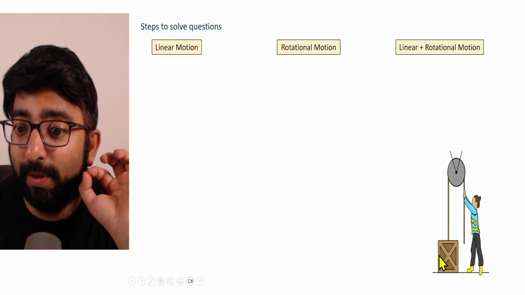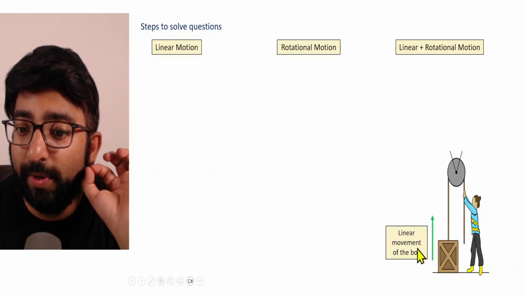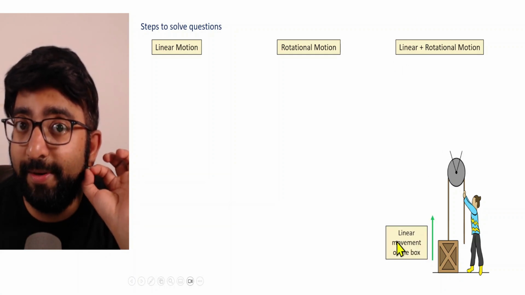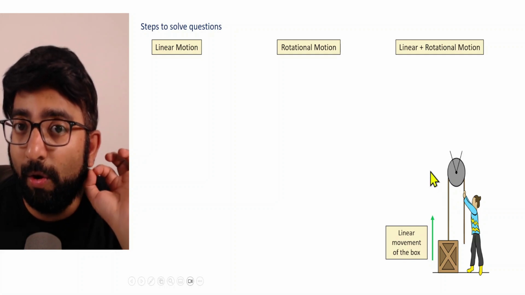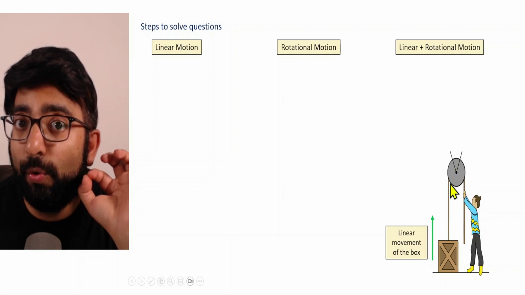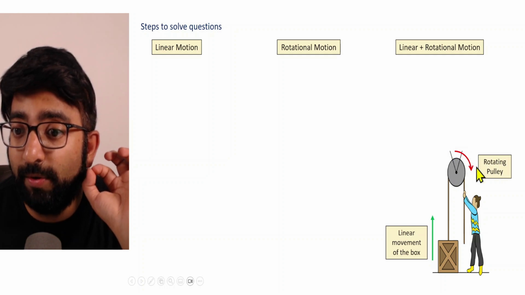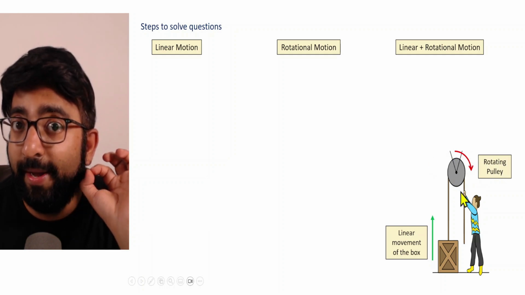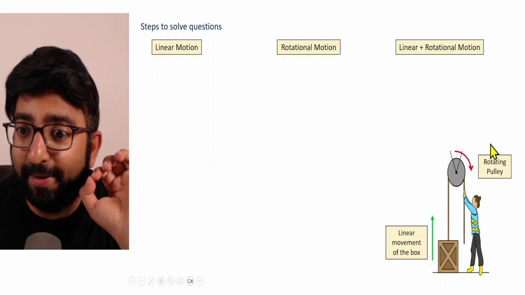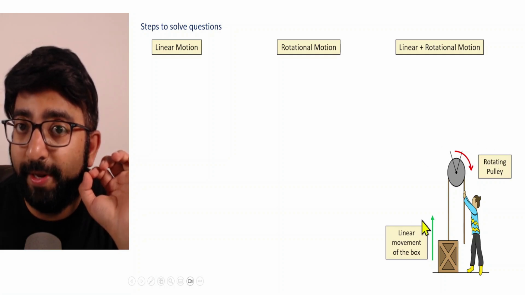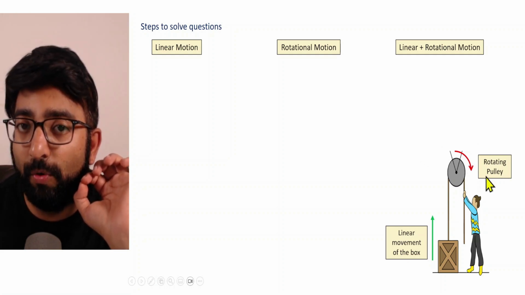And how is that? The box is going to go up, which means the box is moving in a straight line, linear movement. On the other hand, the pulley is going to rotate. In this case, it is going to rotate in a clockwise fashion. Hence, the pulley is rotating. That is why this is a combination of linear movement as well as rotational motion.